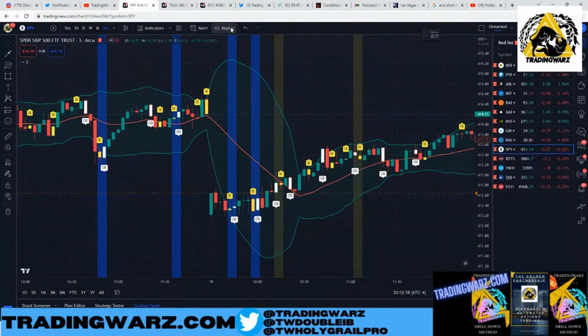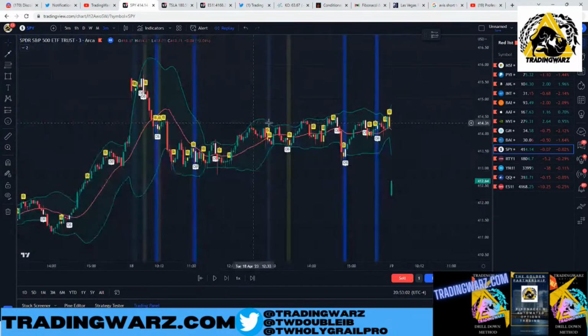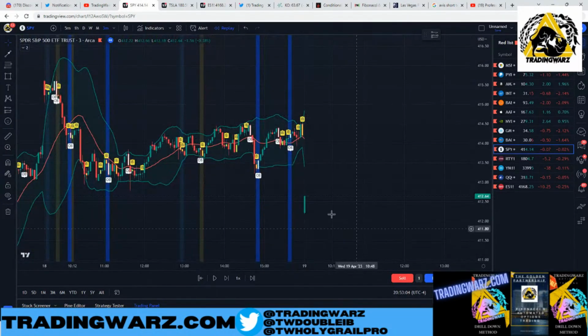So what I'm going to do is hit the replay right here. First thing we need to understand is when do we use the opening range breakout? It's something that I don't use every single day. The opening range breakout must be used in specific situations only. For me, I only like to use it when we have a large gap.